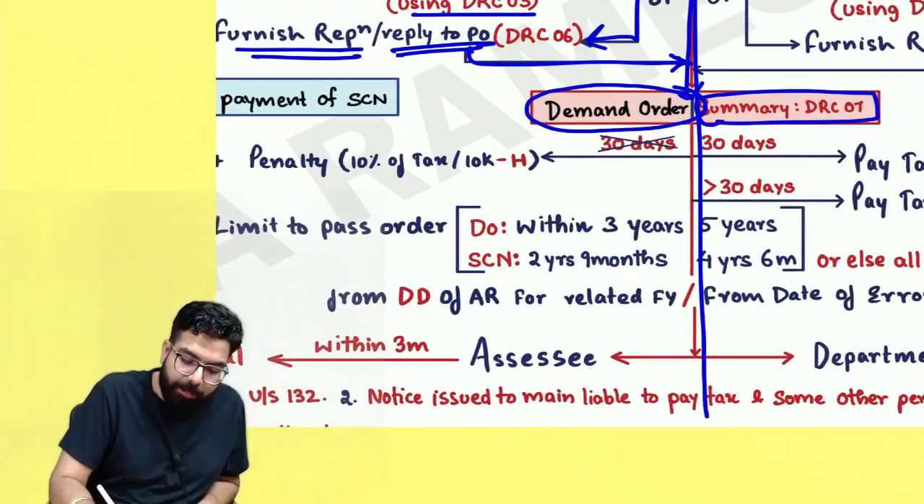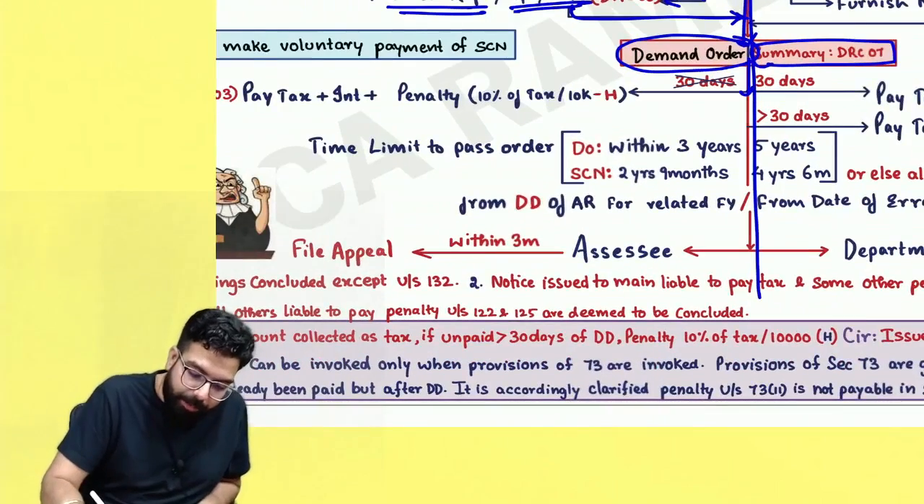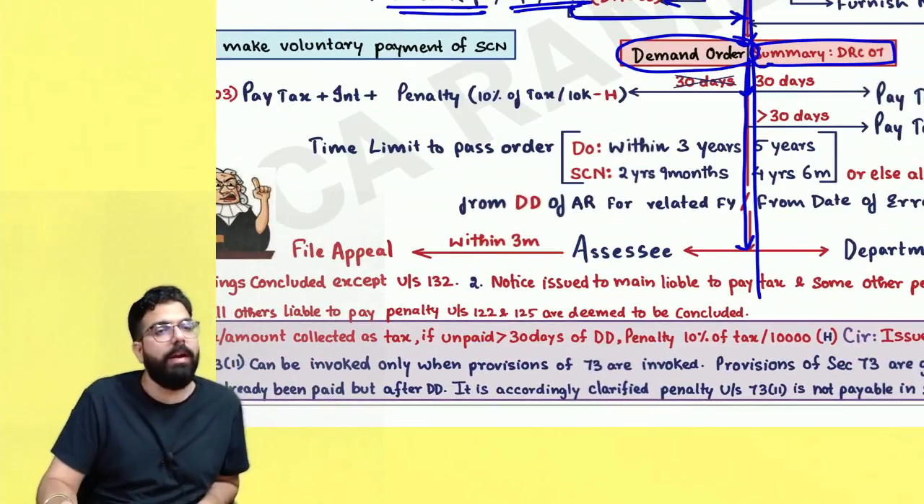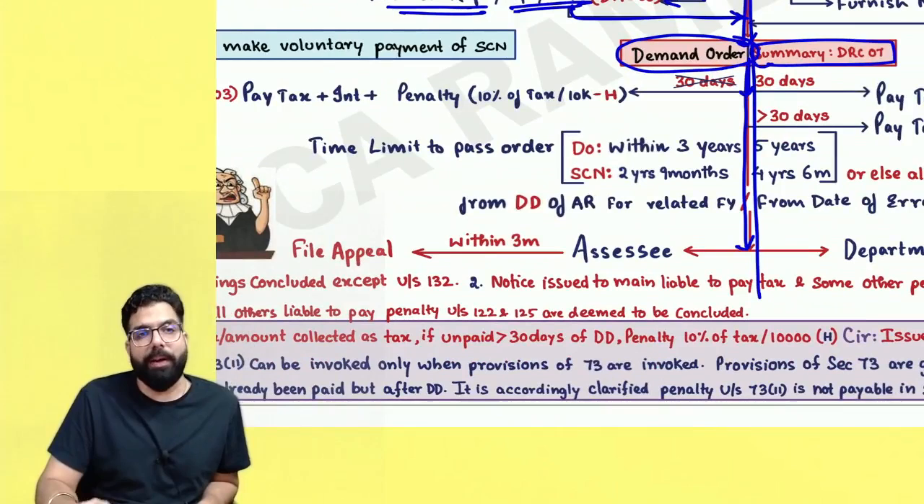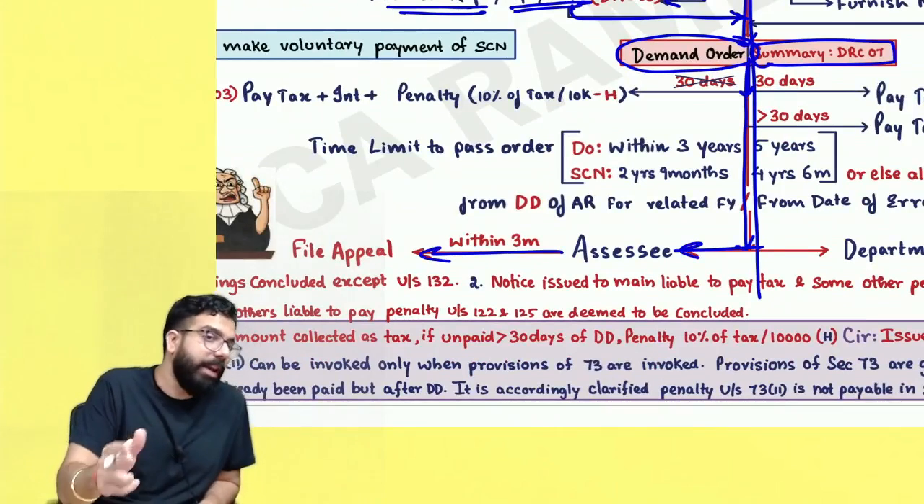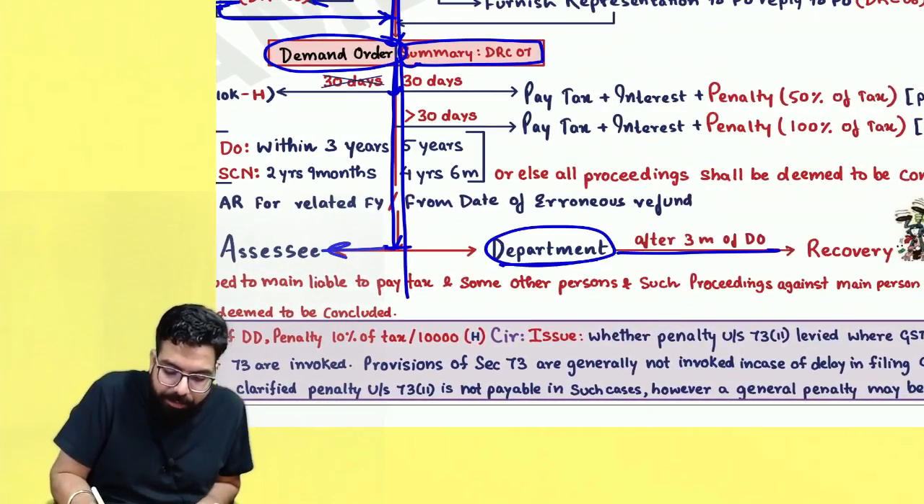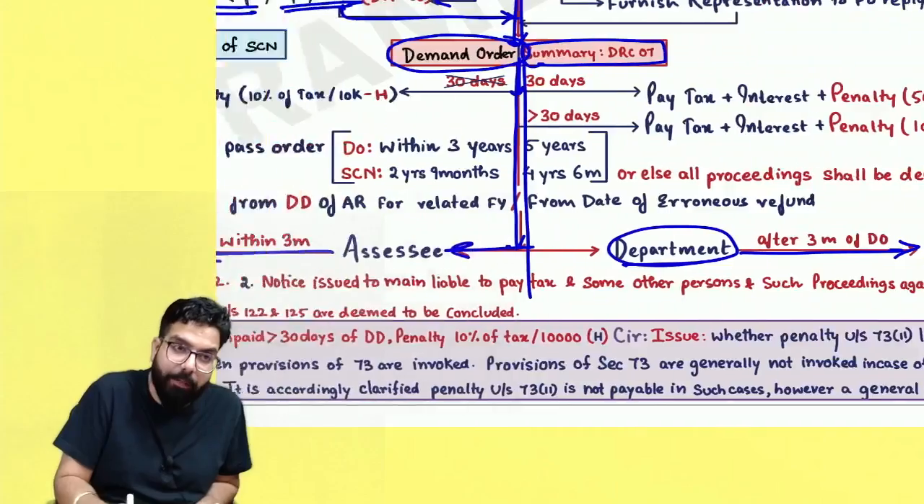Remember one thing, once the demand order has come, you get how much time, sir? 3 months. You have a 3 months time limit. Within 3 months, if you make the payment, very good. Or within 3 months, you can go for an appeal, or after 3 months recovery starts. If you don't make the payment within 3 months, the department after 3 months from the demand order will start the recovery.